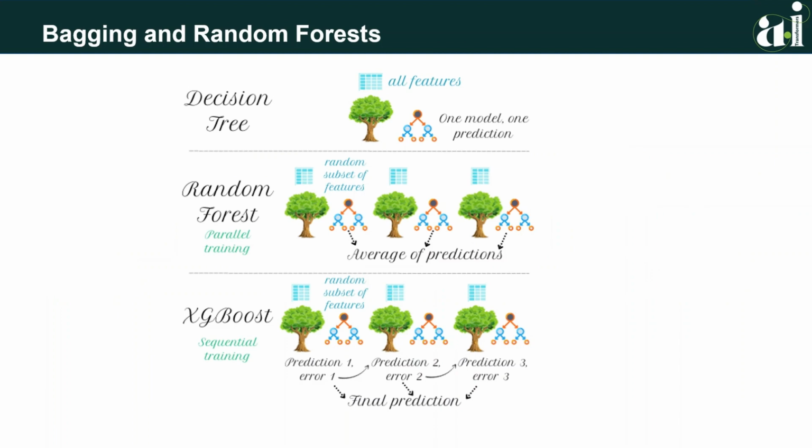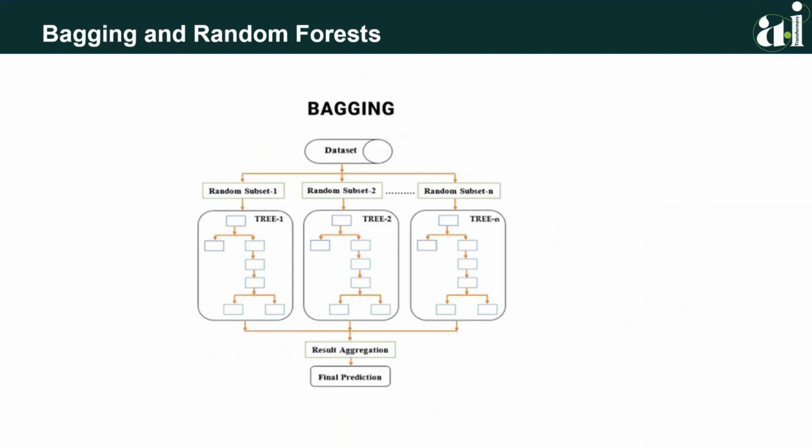But what if we use many trees working together? That's where ensemble methods come in. One popular ensemble method is called bagging, where we train multiple decision trees on different subsets of the data. A famous implementation of this idea is the random forest. Think of it as a team of trees, each giving its opinion, and the final decision is made by the majority vote.